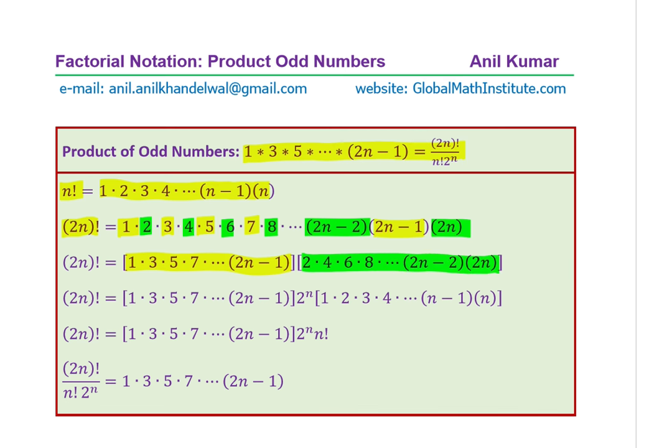Now multiplication is commutative, right? So order doesn't really matter. And therefore, we can group them into two groups. So we have a group which is the product of odd numbers and the group which is the product of even numbers, right? So group them as odd and even, right? So even products, I can say, correct?